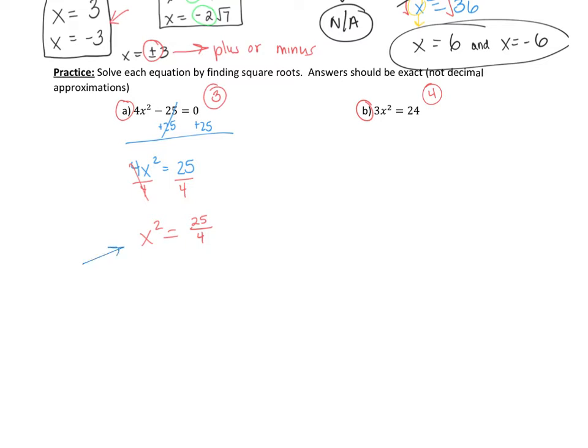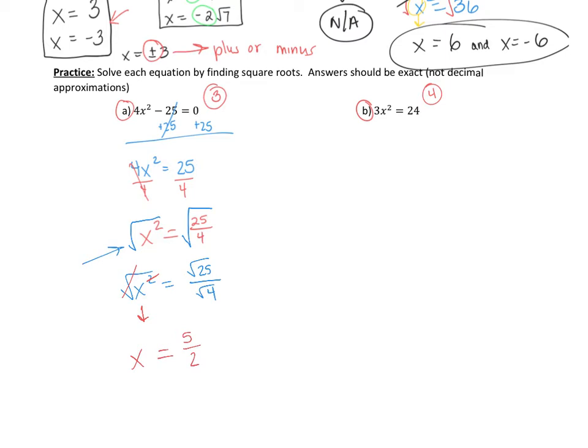So now what we can do is take the square root of each side. So I'm taking the square root of this side, and when you take the square root of a fraction, you're taking it of the whole fraction. So what it really can look like is the square root of x squared equals the square root of 25 all over the square root of 4. Now here is where my square root cancels out and my exponent cancels out. So I am left with x on this side. Now, the square root of 25 is 5, and the square root of 4 is 2.